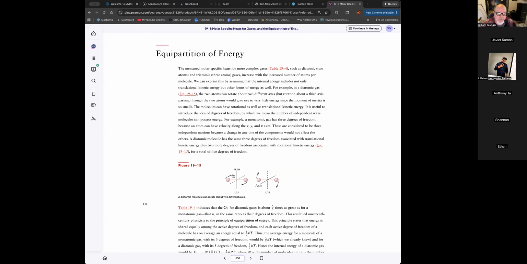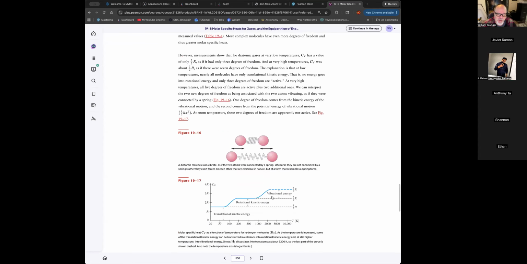So you can see this is about a horizontal, this one's about a vertical axis, and this one right here is about a horizontal axis. So that's the two modes of rotation that we got energized in this little band right here. And then these are what we got in this band. So the diatomic molecule can vibrate as if two molecules were connected by a spring. Of course, they're not connected by a spring. Rather, they exert forces on each other that are identical in nature, but of a form that resembles a spring force.